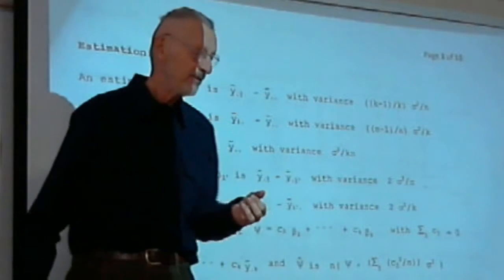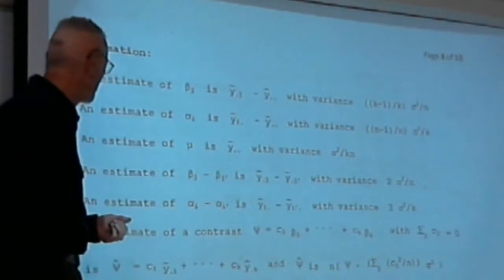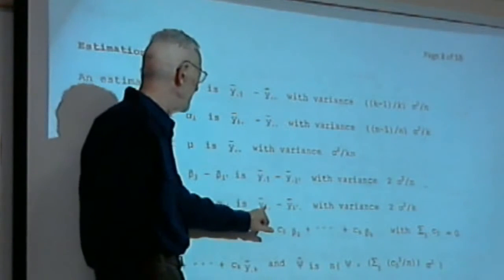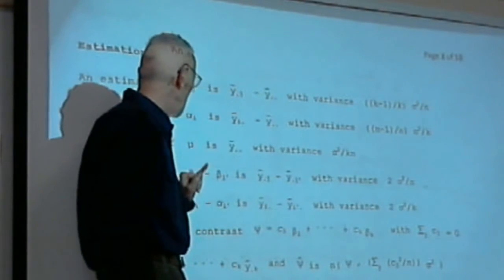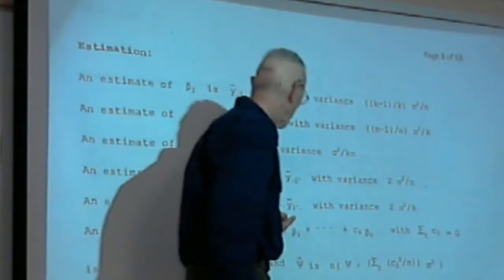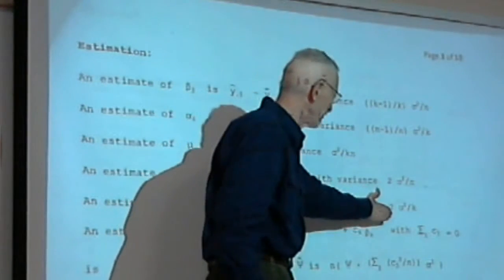Now, the next line just does the same thing for the alpha parameter. The difference between two alpha parameters is estimated by the difference of two row means. And the variance is the sum of the two variances because they're independent again. And there's the result over there.